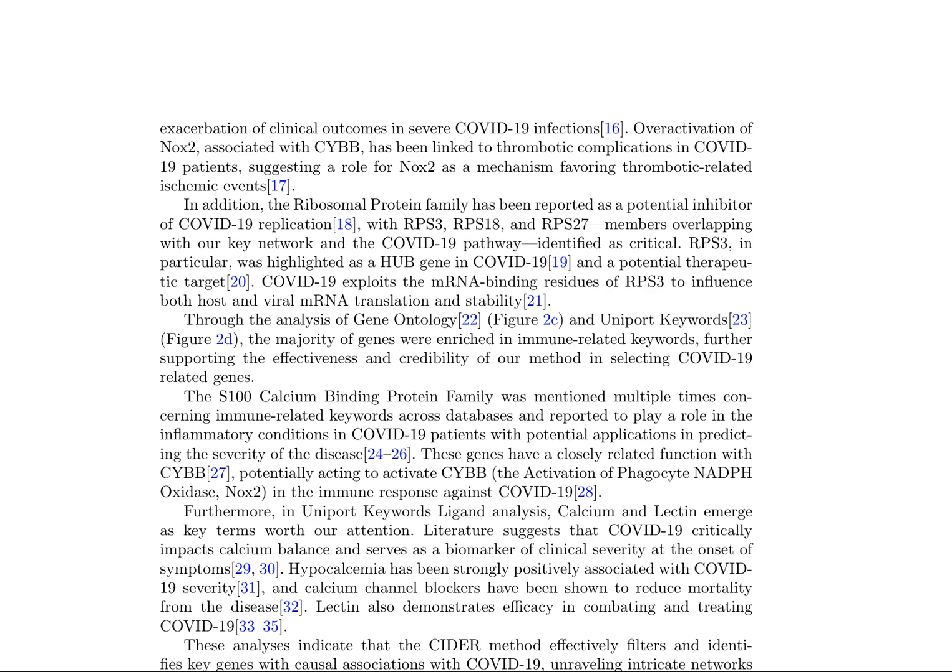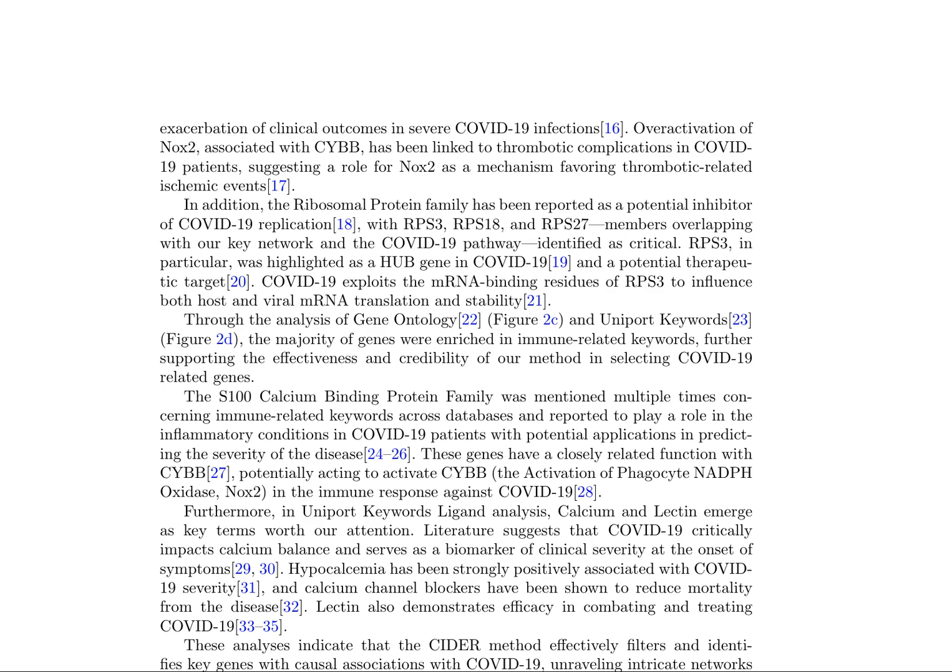The S100 calcium-binding protein family was identified as playing a role in inflammatory conditions in COVID-19 patients, with potential applications in predicting disease severity. These genes have a closely related function with CYBB, potentially activating CYBB in the immune response against COVID-19. UniProt keywords ligand analysis highlighted calcium and lectin as key terms, with literature suggesting that COVID-19 critically impacts calcium balance and serves as a biomarker of clinical severity.